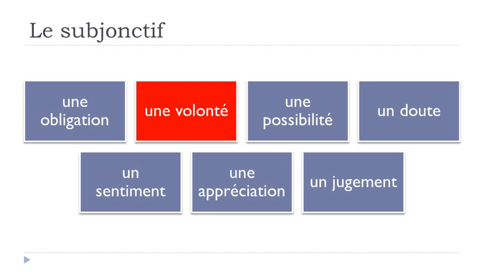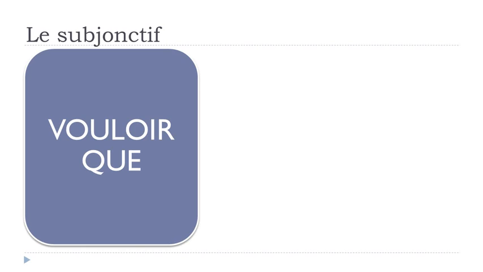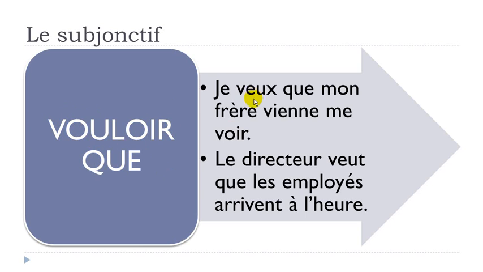So, une volonté, something you want to do, and then, well, the verb that normally we tend to use is the verb vouloir, to want, okay? Vouloir que will be followed by le subjonctif. For instance, je veux que mon frère vienne me voir. All right? Je veux que mon frère, my brother, here you've got the subjunctive form of venir, to come, me voir, see me, okay?